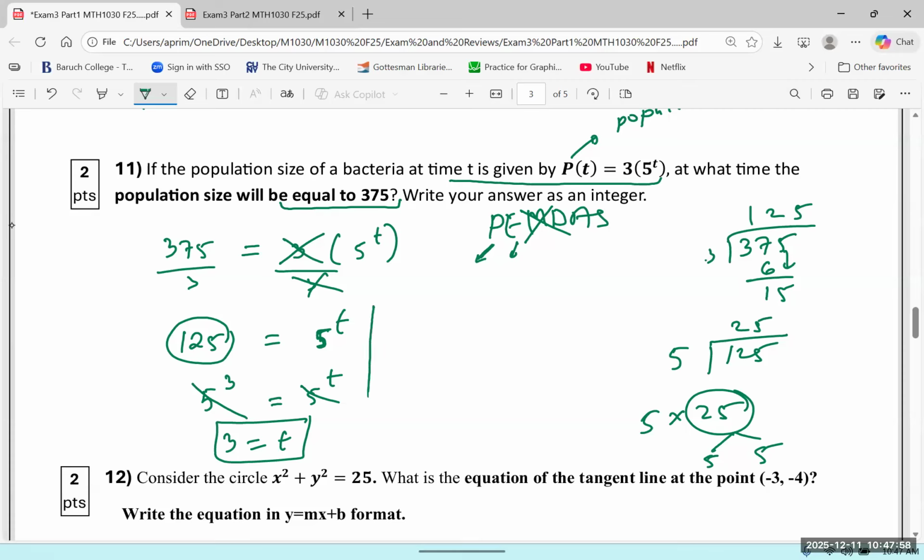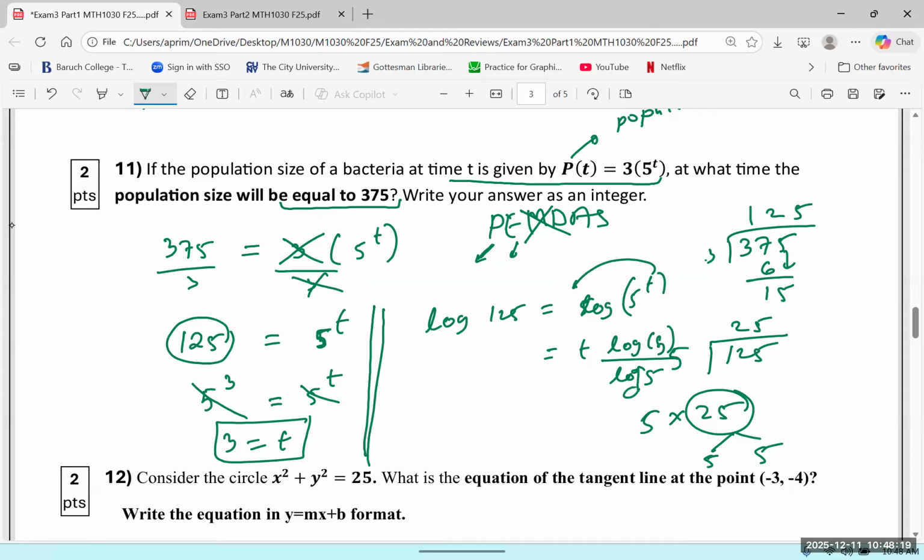But if you did not see that, and instead you use log, well, no problem. You can use log: log 125 equals log of 5 to the t, and then t comes down, so you get t times log of 5. And then to get the t alone, you divide both sides by log of 5. And then you get stuck, right? Since this is a non-calculator portion, what can you do? So you have to use your brain.